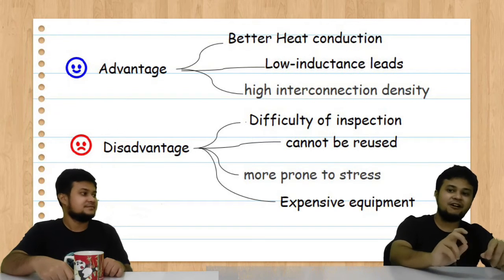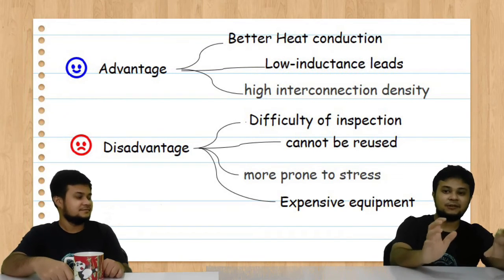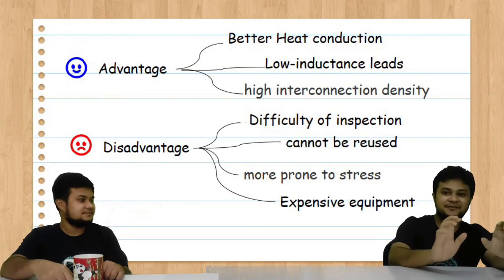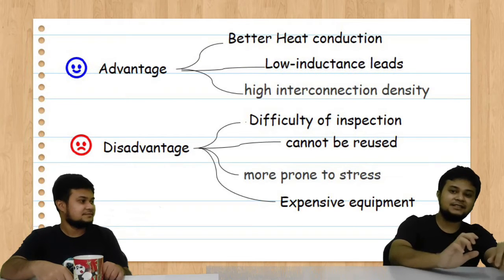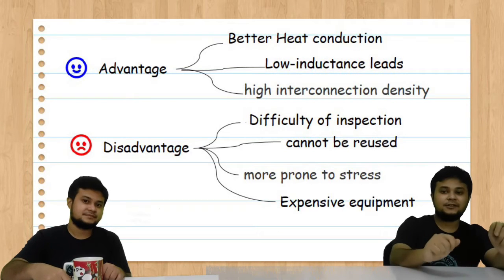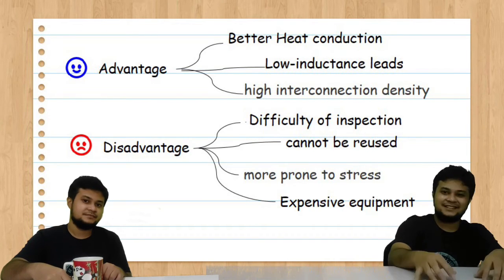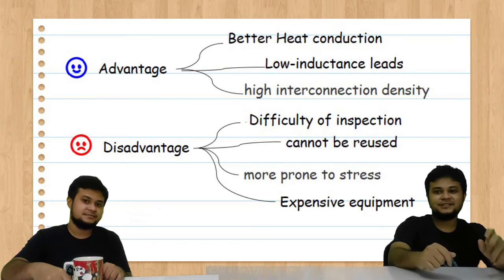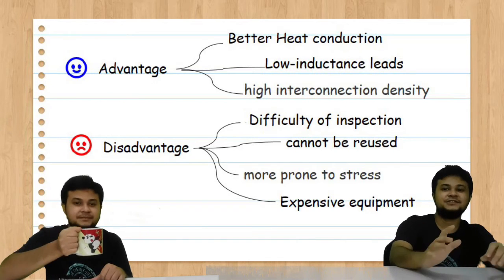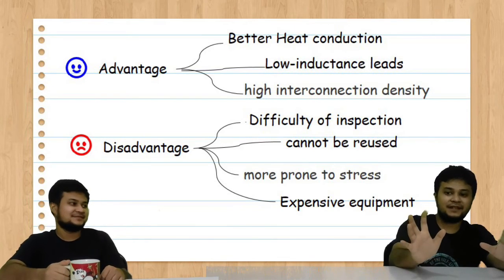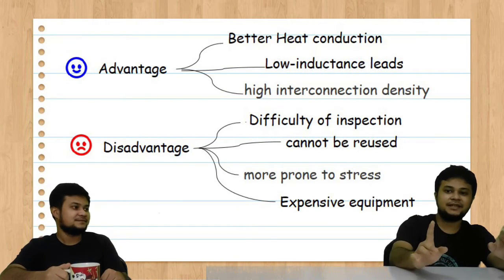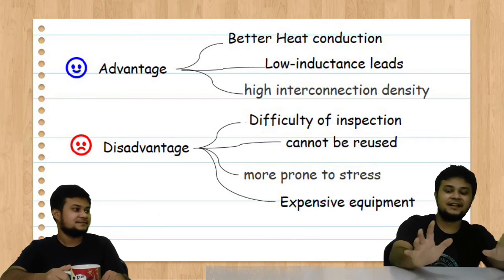A disadvantage of BGA is that it is difficult to inspect. This is because solder connections cannot be visually inspected, otherwise it requires X-ray BGA inspection. BGA also cannot be reused, and it is more prone to stress because of flexural stress from the circuit board, leading to potential reliability issues. To solder BGA packages, expensive equipment is required. Thus, hand soldering BGA packages is very difficult and unreliable.